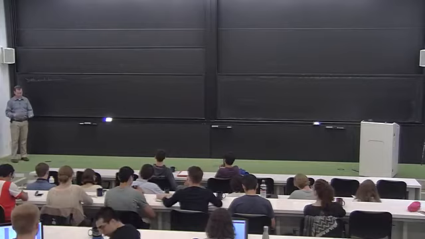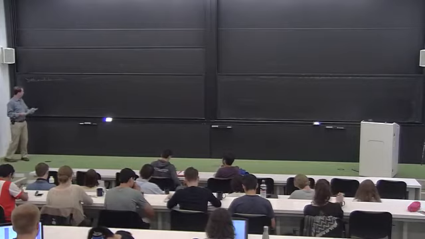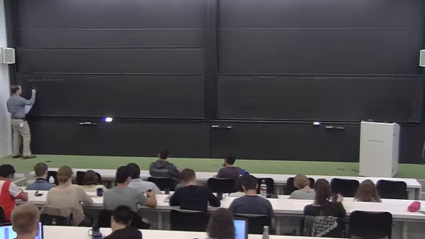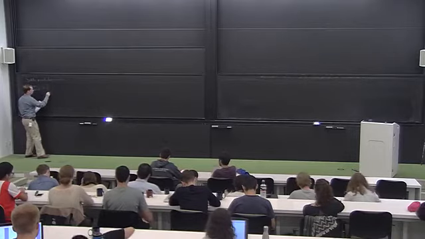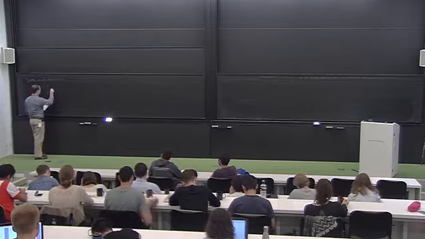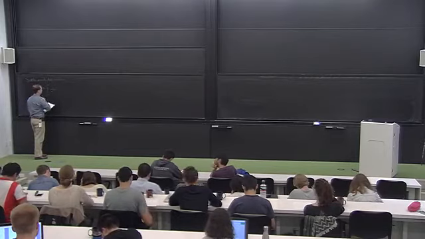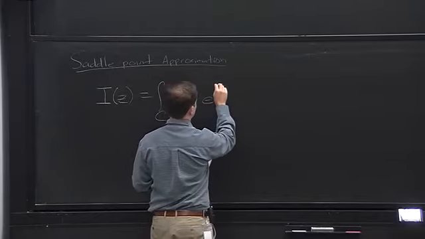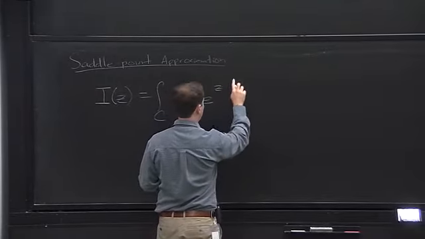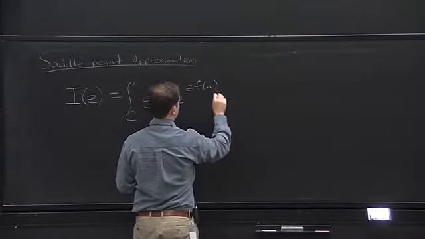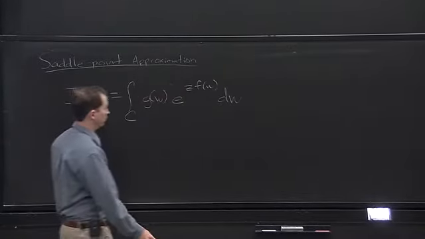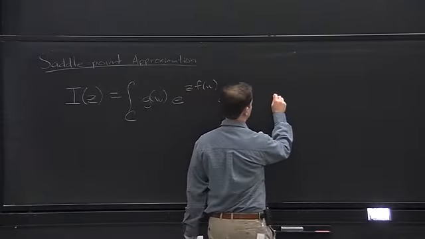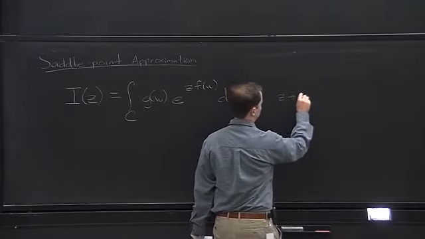Today we'll pick up where we left off yesterday and discuss the saddle point approximation. So our goal is to approximate integrals of this form. So we have a contour integral in function of w, e to the z, function w, and we're integrating with respect to w, and we want to understand the behavior of this integral as z goes to infinity.